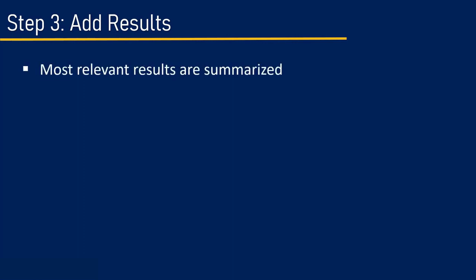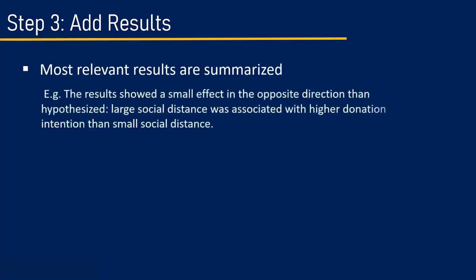Step 3. Add results. The most relevant results are summarized. For example, the results showed a small effect in the opposite direction than hypothesized. Large social distance was associated with higher donation intention than small social distance.